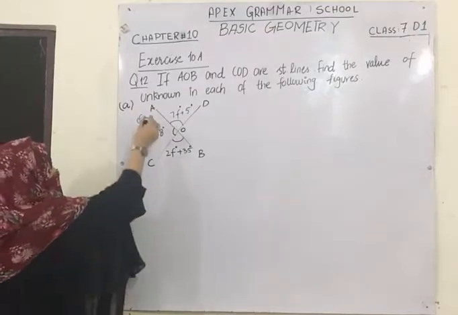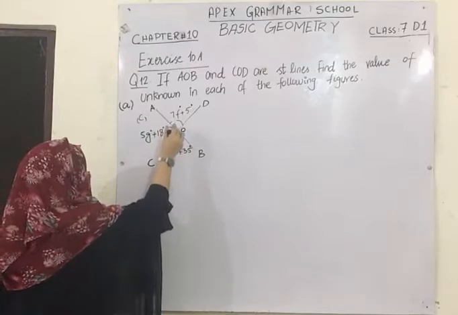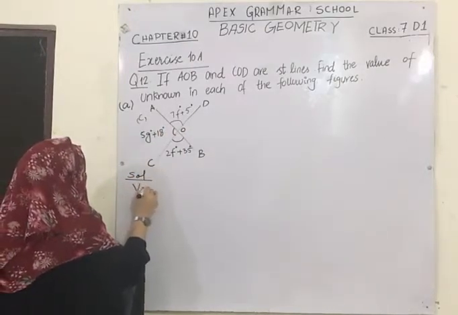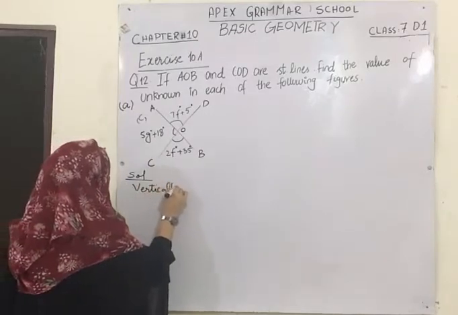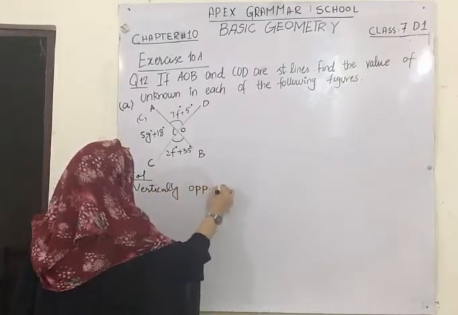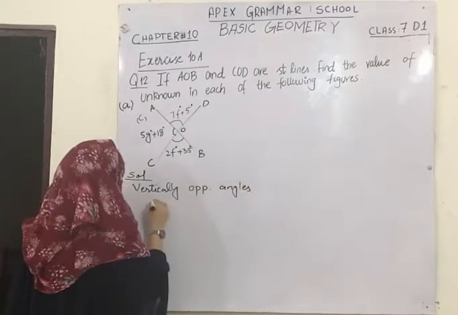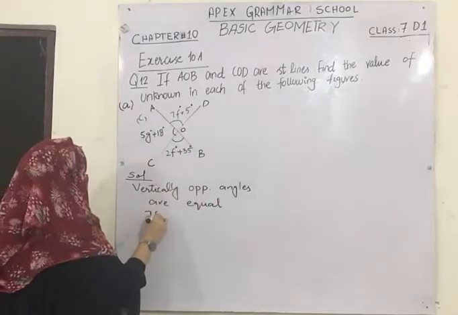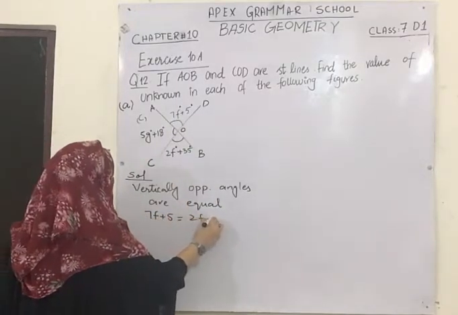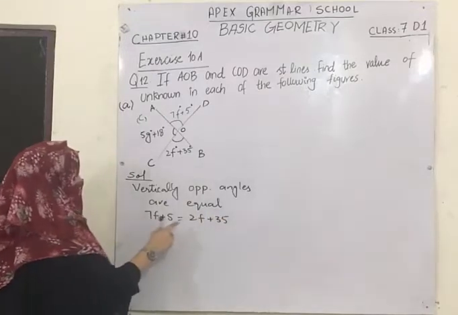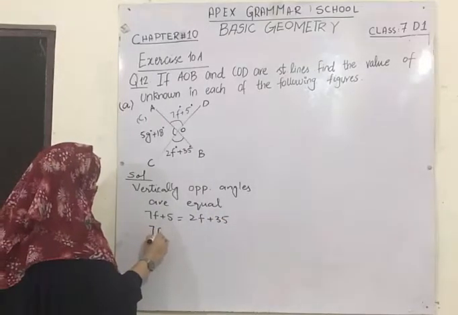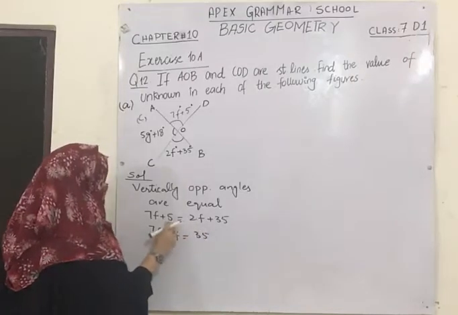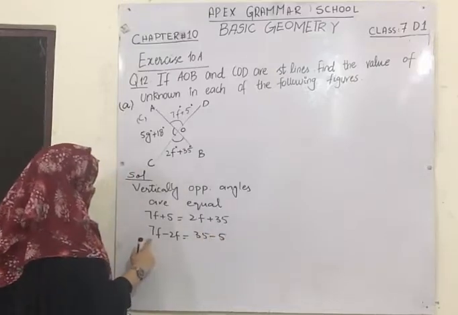So as you all can see, these are two intersecting lines. So there are vertically opposite angles, which we all know are equal. So first I will write it as vertically opposite angles are equal. Hence 7f plus 5 will be equal to 2f plus 35. Because we have to find the value of f, I am going to take my variables on one side. As 2f is having a plus sign, on the other side it will be subtracted. 35, 5 is being added, on the other side it will be subtracted.